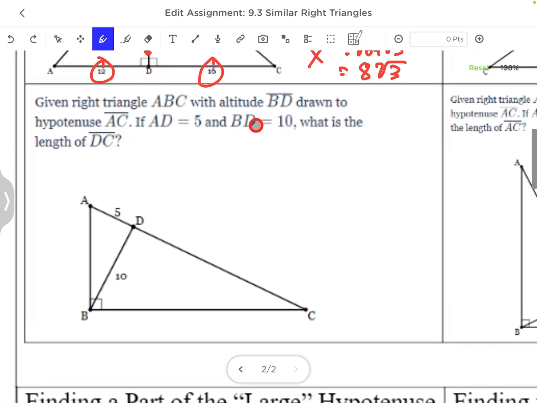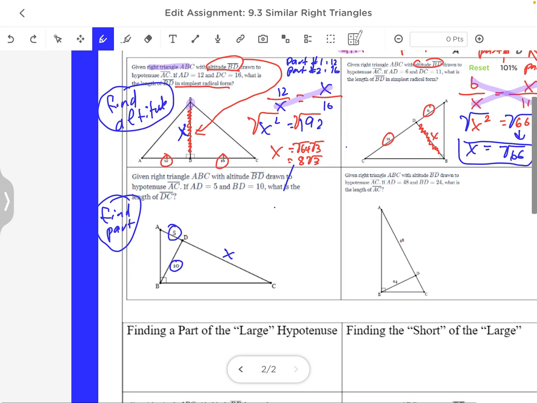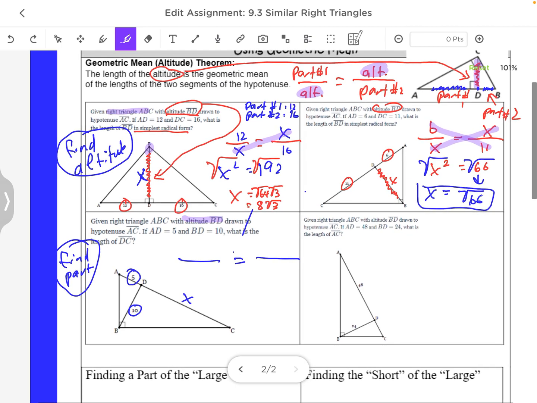Now let's look over here. This one says, given this right triangle with the altitude BD, so that's our altitude. If AD is 5, so this much is 5, and BD is 10, this much is 10, what's the length of DC? Now we're trying to find a part. The other one we were trying to find the altitude, and this one we're trying to find the part. Well, if we're dealing with the altitude, then we can still use our geometric mean because we're dealing with the two parts and the altitude.